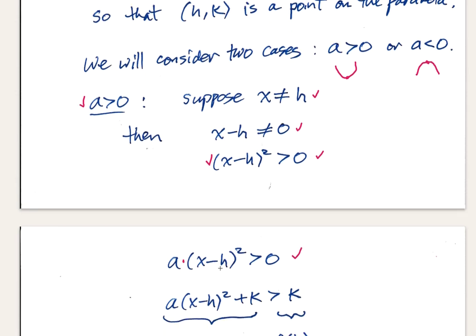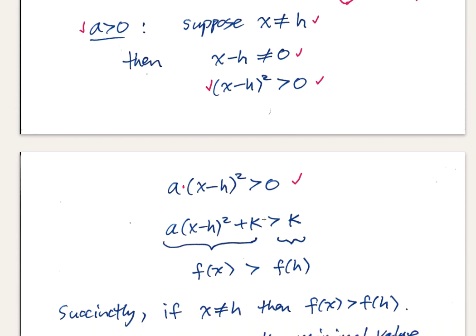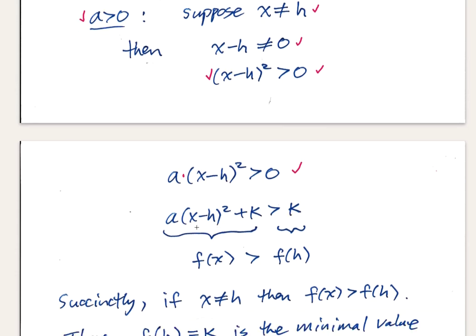And then if I add k on both sides of this, remember how inequalities work from your previous classes? I can simply add on both sides of the inequality the value k, and the direction of the inequality will not change. So I've got a times x minus h squared plus k is greater than k. But take a look at this. A times x minus h squared plus k, that's the function evaluated at x, right? What did we say k was? Remember, we just showed right above that k is actually equal to f evaluated at h.